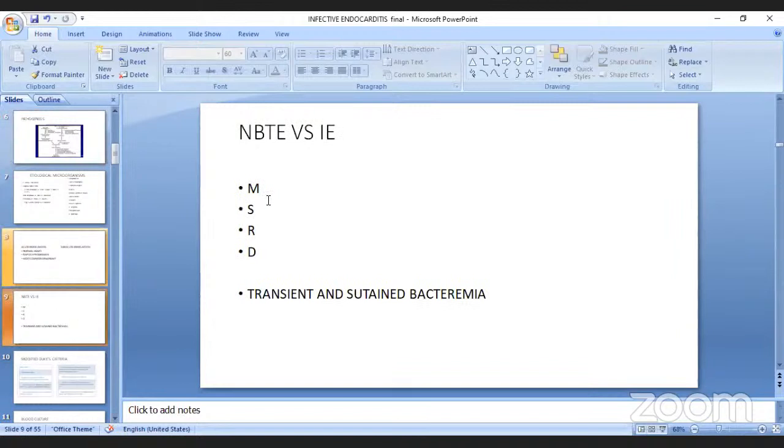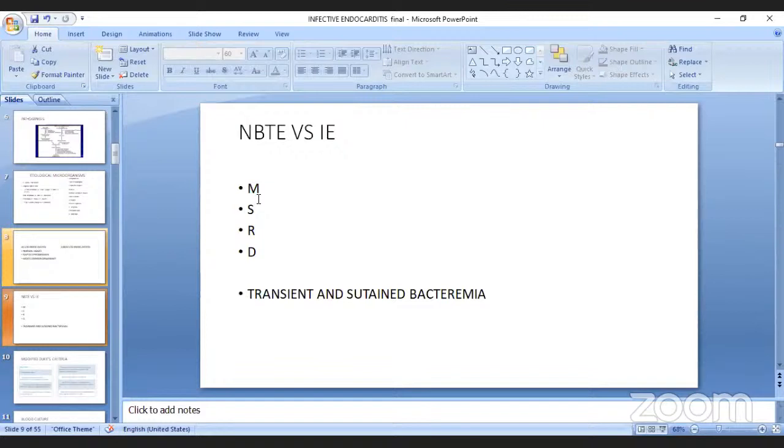Okay, and the other thing is that there are certain valves which are affected first and certain valves which are affected last. So your question can be, which is the most common valvular pathology in NBTE? This is how the question will be there for you.